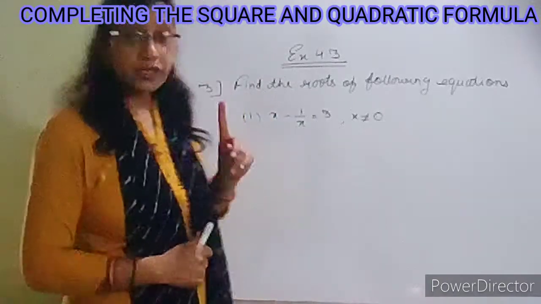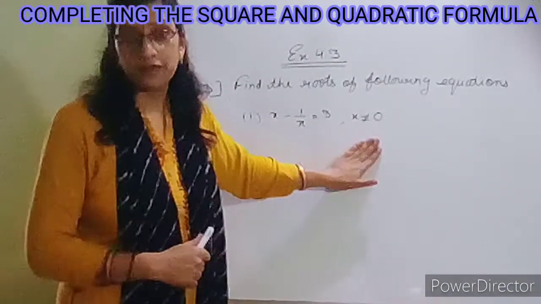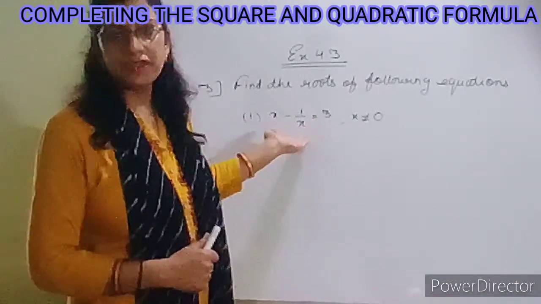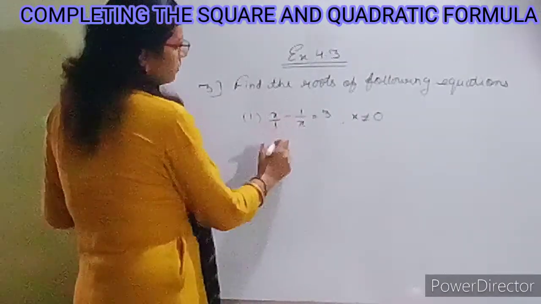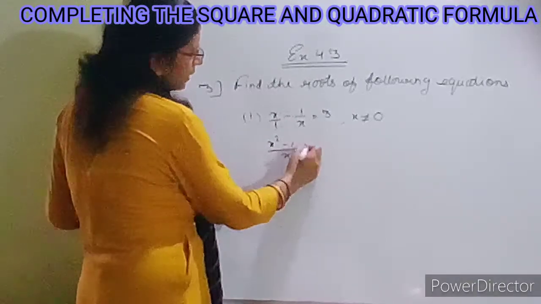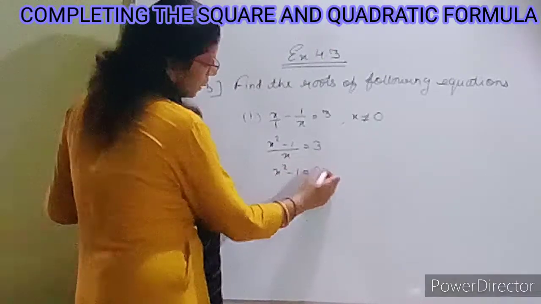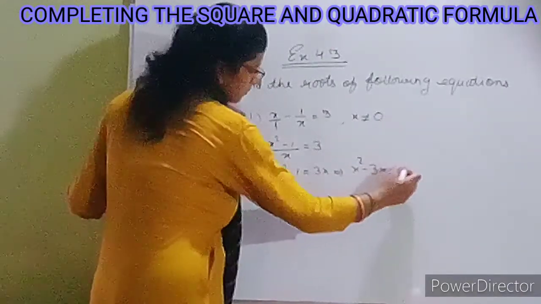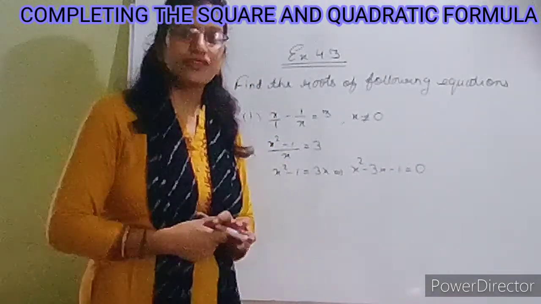First part I have already written: x minus 1 upon x equals 3, where x is not equal to 0. x is not 0. Okay, so solve this equation and make it a quadratic equation. Very first I am taking the LCM. So LCM is x. So (x square minus 1) divided by x is equal to 3. So x square minus 1 is equal to 3x and you will get x square minus 3x minus 1 equals to 0.